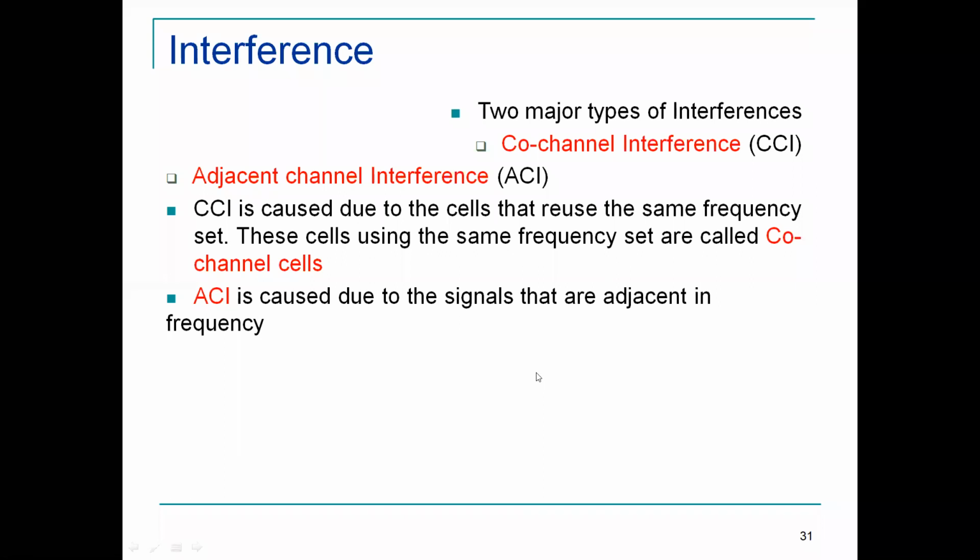Co-channel interference and adjacent-channel interference. Co-channel interference is caused due to the frequency reuse concept, whereas adjacent-channel interference is caused due to signals that are in adjacent frequency. Right?